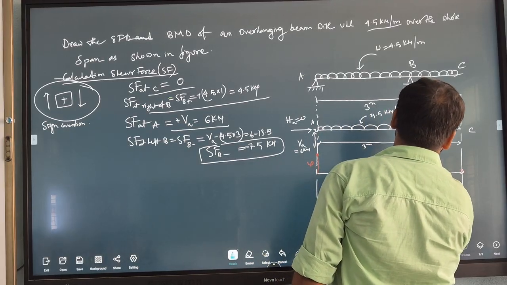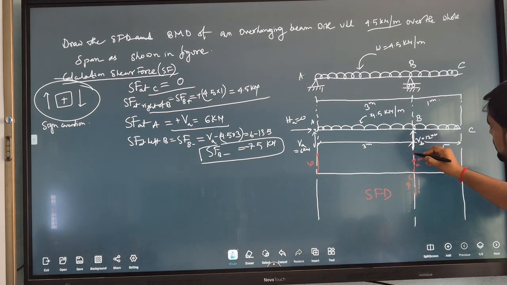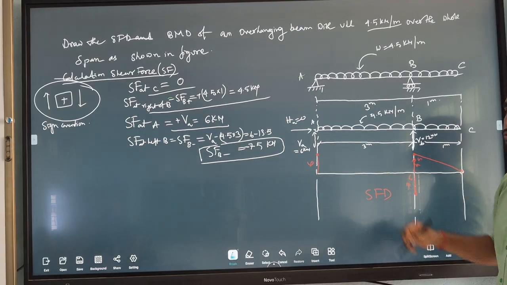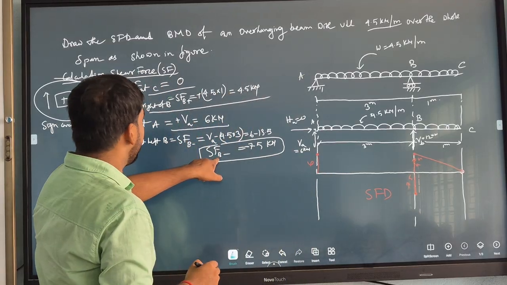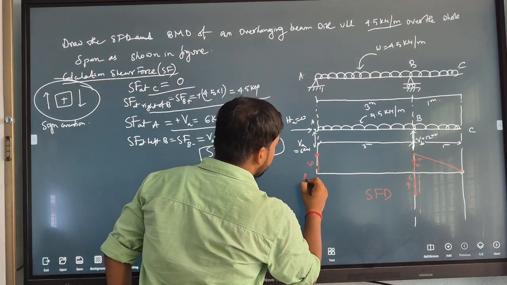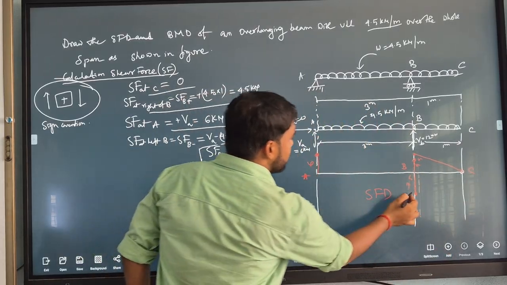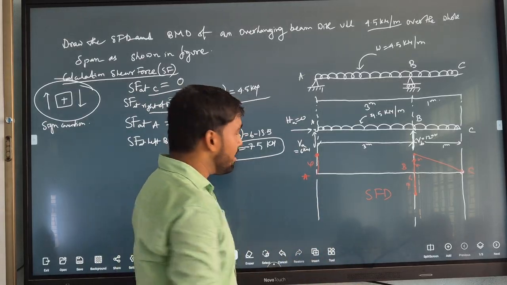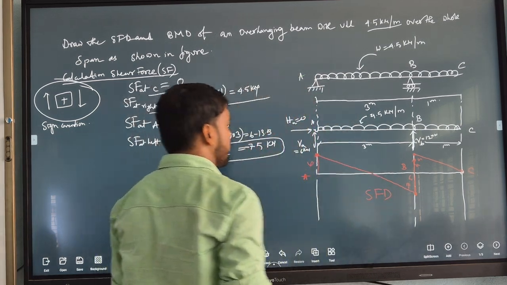Join B plus and A by a straight line. Now from here these two will be joined like this. Now we will join B minus to A, that means the points A, B, C, here this point and this point. How to join? Simply with the help of a straight line. Again there will be a triangle. This is nothing but your shear force diagram.